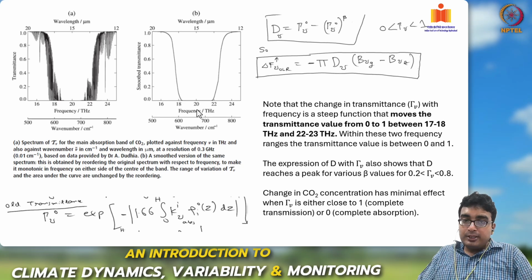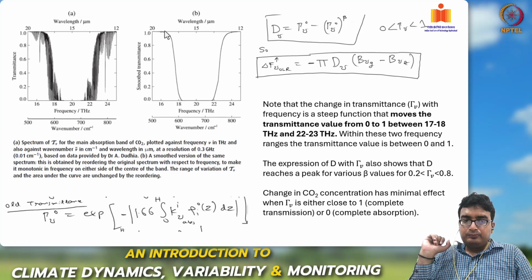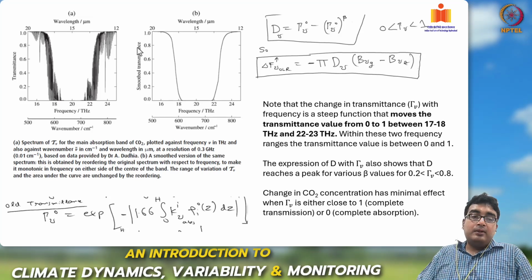So, it is very important for any absorbing medium to properly know where this transmittance is in the middle range between 0 and 1. Remember, transmittance value is given by this expression here, exponential of minus mod of 1.66, integrated from 0 to the top of the atmosphere, the mass absorption coefficient of CO2, the partial density of CO2 into dz. So, this will give you the transmittance values, and based on this, these expressions have been plotted.